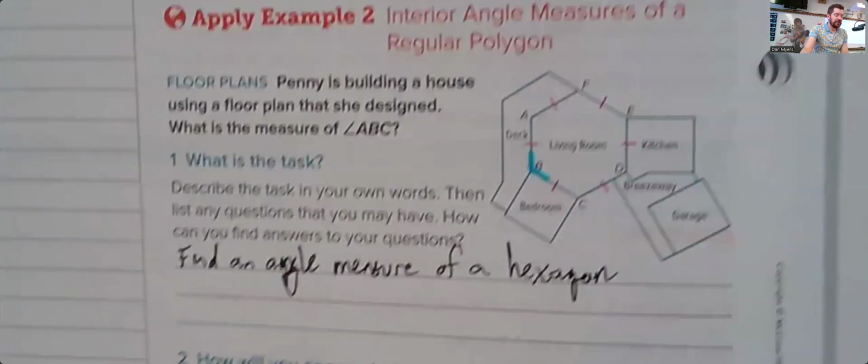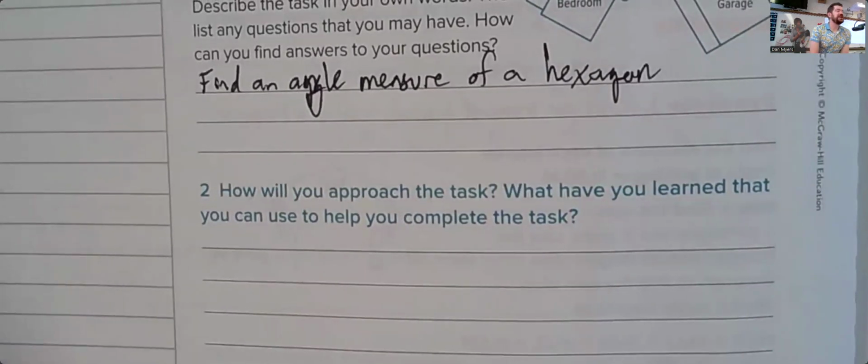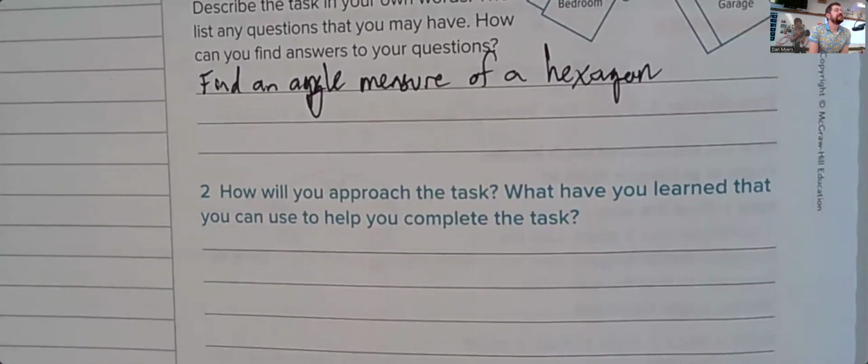What do we know? How will you approach the task? What do we know? What have you learned that you can use to complete the task?